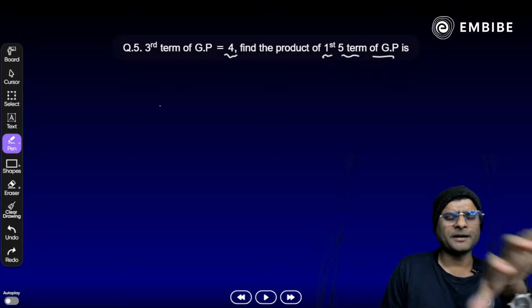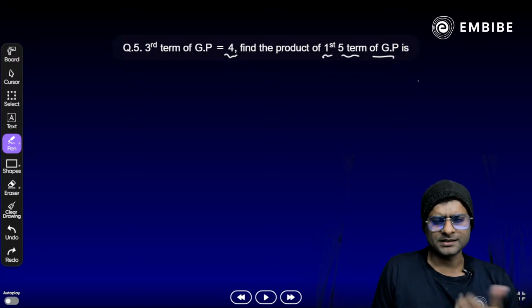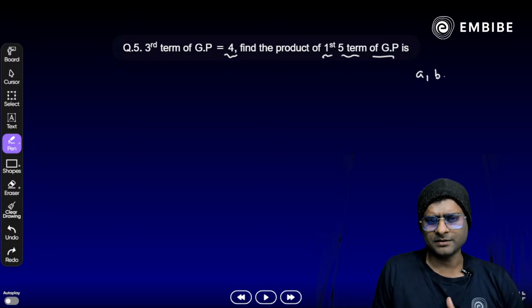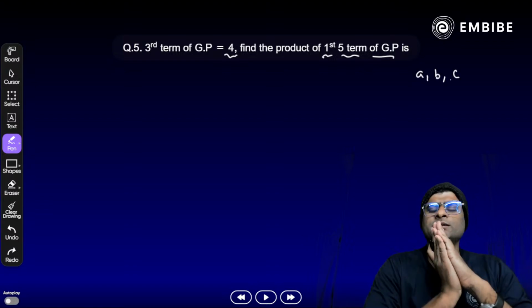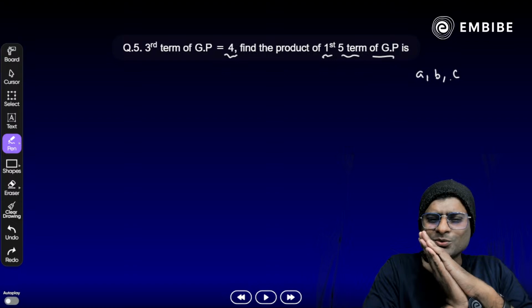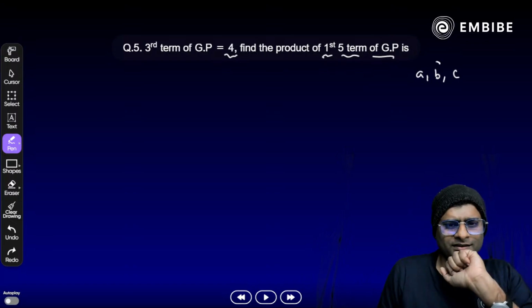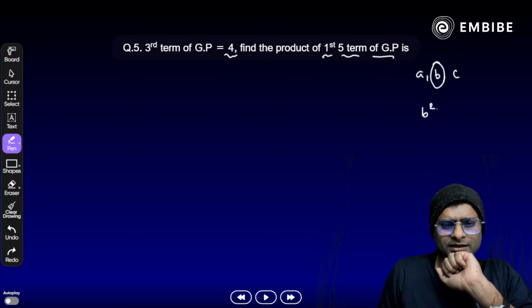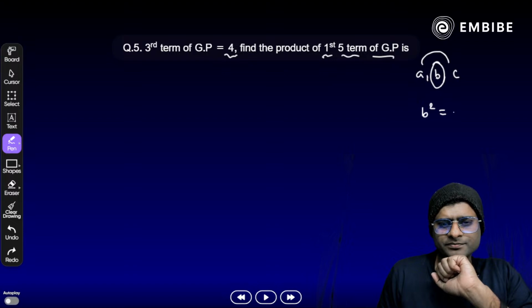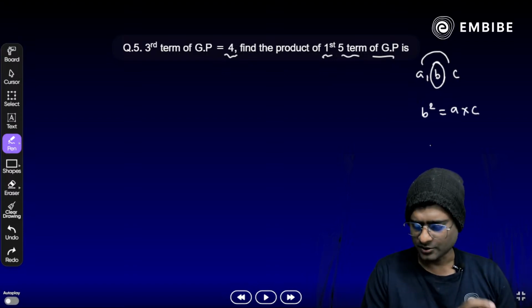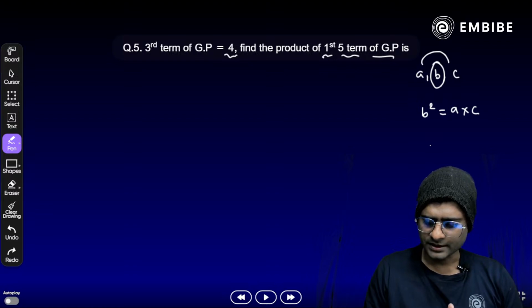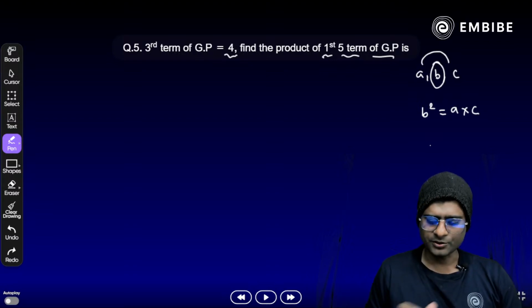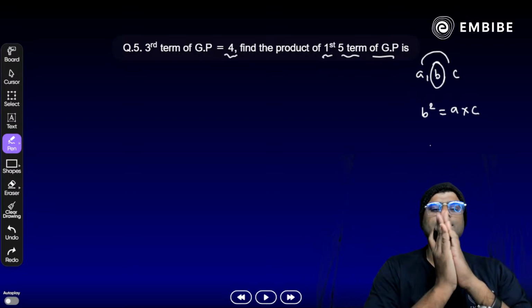So first let's talk about 3 terms. Simple, like if we have A, B, C in a GP, correct? If A, B, C are in a GP, what do you conclude here? The square of the middle term is equal to the product of the first and last term. Like B square is equal to what? AC here. Okay, Arya, 1024. That is 4 to the power 5. Okay, let me check here. So B square is equal to AC here.